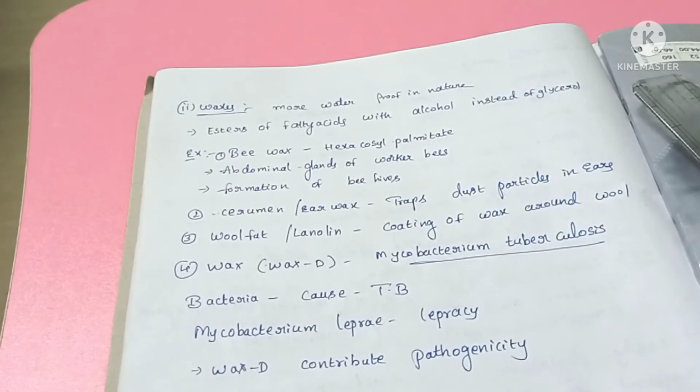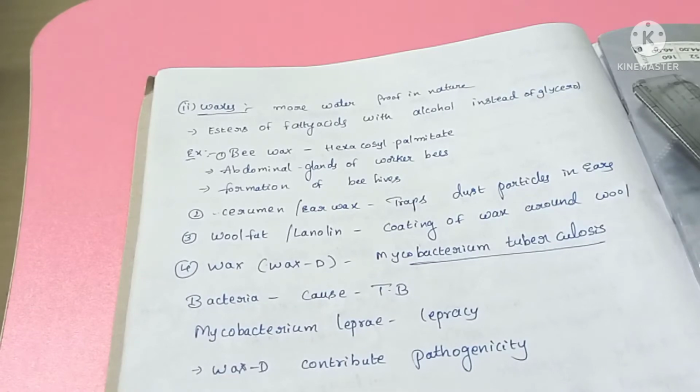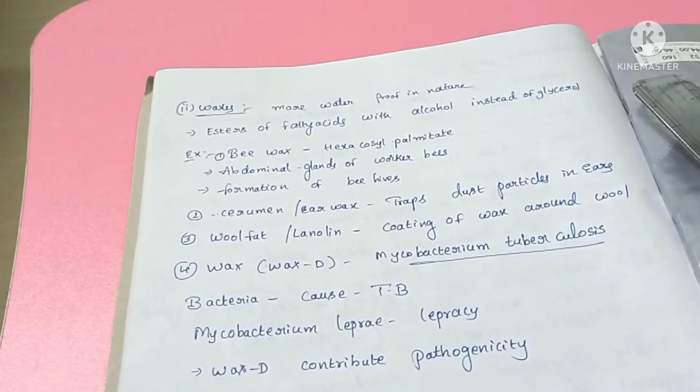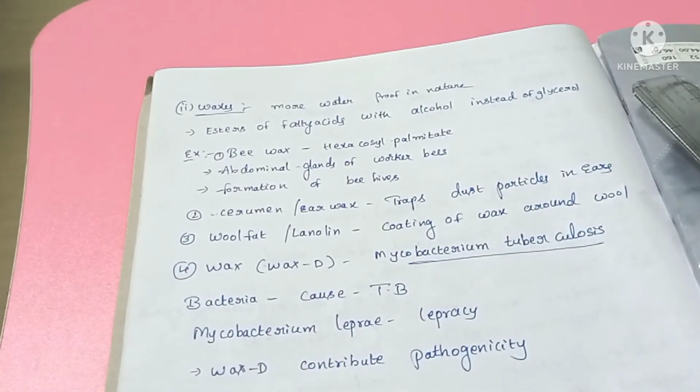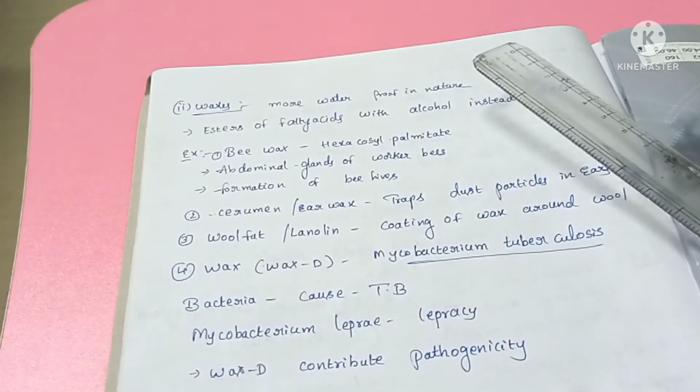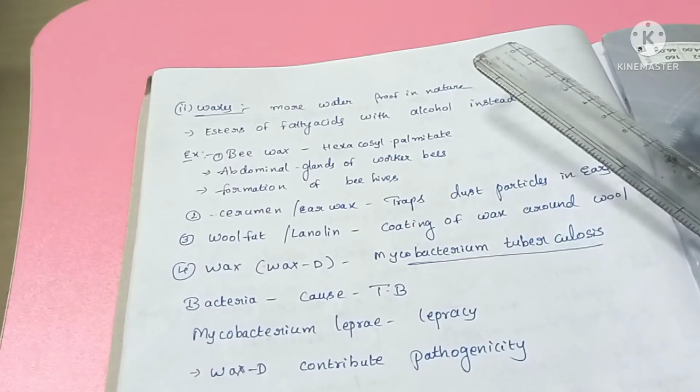Here, these waxes are waterproof in nature. That means they do not allow water to enter. These waxes are the esters of fatty acids with alcohol. Instead of glycerol, what is present in this? Alcohol is present, and that too a high molecular weight alcohol is present in the waxes. Examples for these waxes: for example, beeswax. This beeswax is chemically called hexacosyl palmitate.